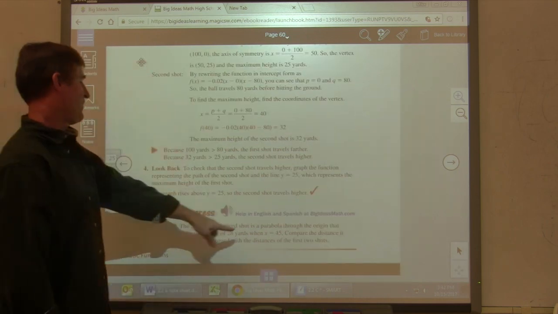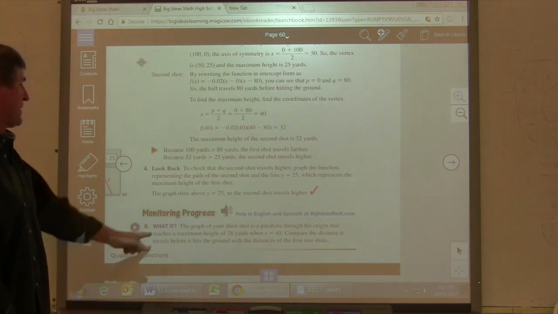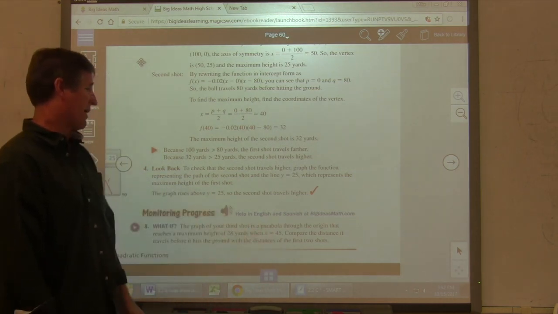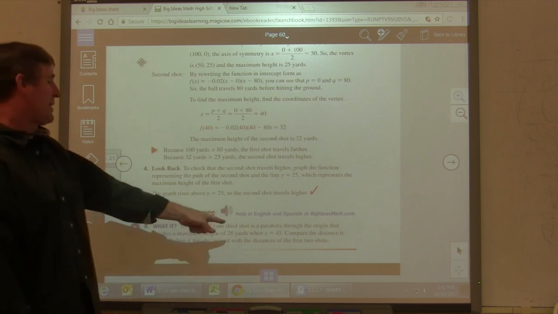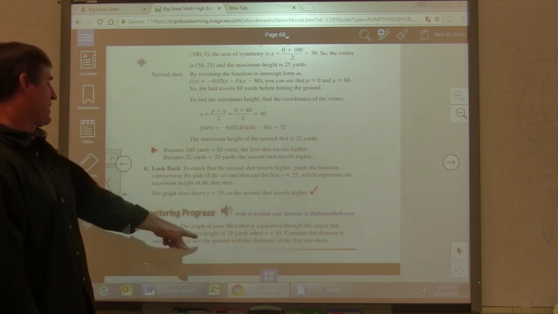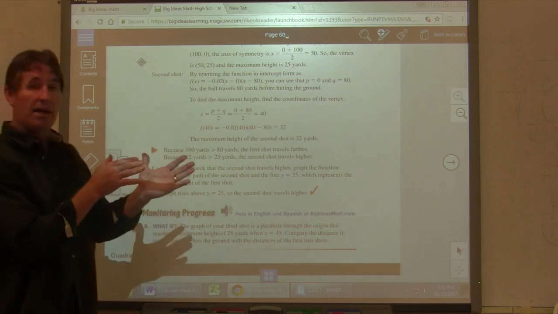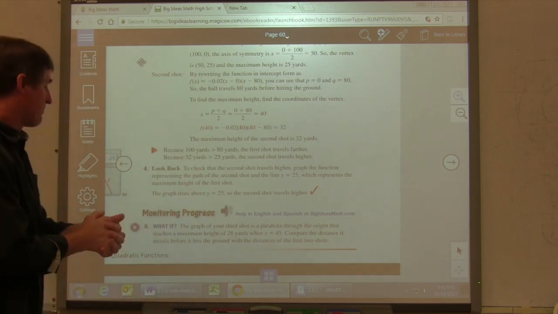It says the graph of your third shot is a parabola through the origin that reaches a maximum height of 28 when x equals 45. Compare the distance it travels before it hits the ground with the distance of the first two shots. They want you to compare it. So try it, pause the video, try this, and then come back and see how you did.